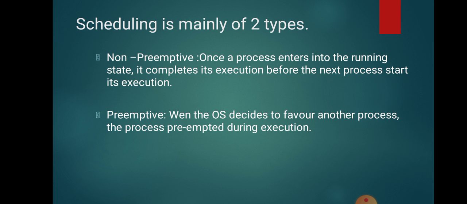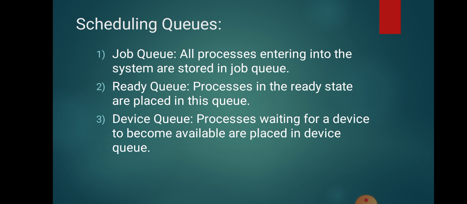So next is scheduling. For scheduling, we have to make queues. There are three types of queues we are going to use here. One is the job queue. By default, whenever processes enter the system, all processes are going to be stored in the job queue.